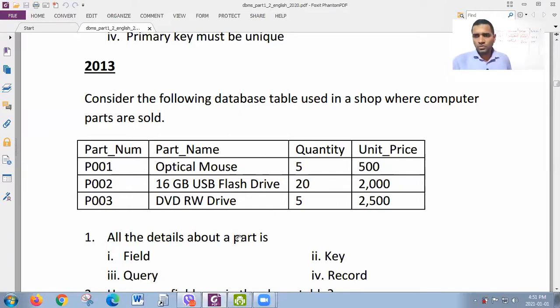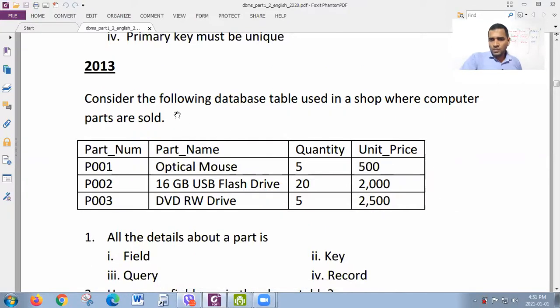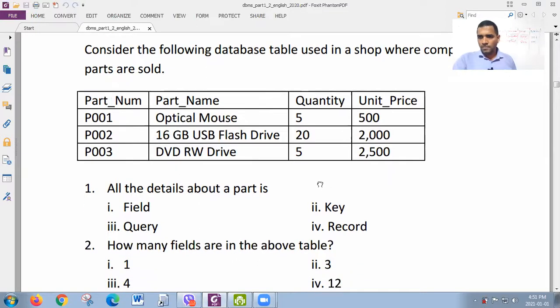Okay, look here, 2013. Consider the following database table used in a shop where computer parts are sold. So computer parts details are there in this table. Look at the first one. Let's take the fields first: part number, part name, quantity, unit price.